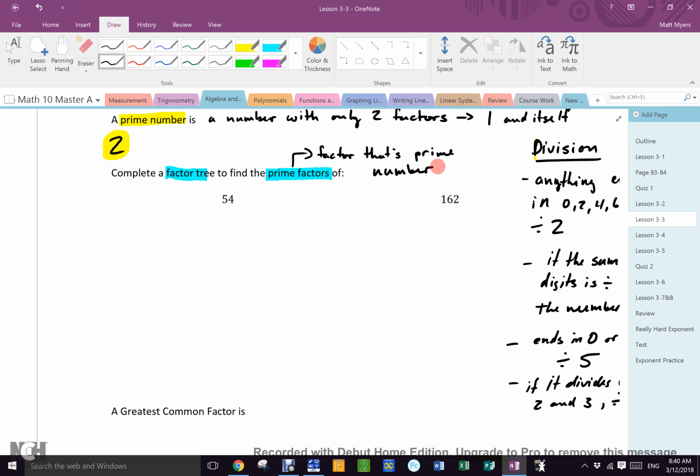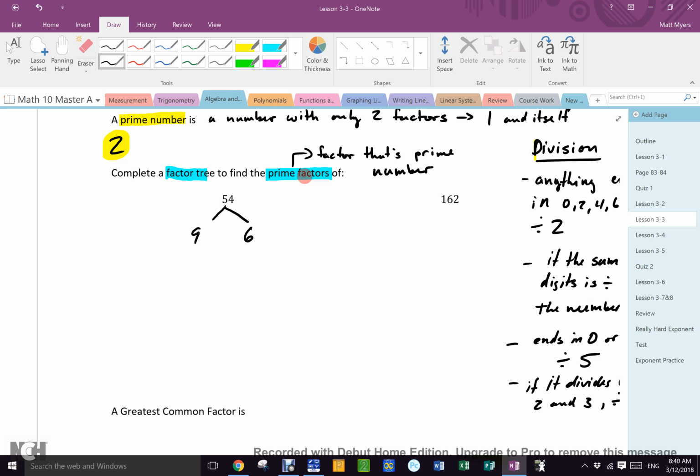Can any of you tell me any two numbers that multiply together to make 54? 9 and 6. So you remember Mrs. Bag Crumble would have written 9 and 6. Now, can we stop there? No, because we are looking for prime factors, and both 9 and 6 are not prime numbers, are they? So we got to divide each of them now.